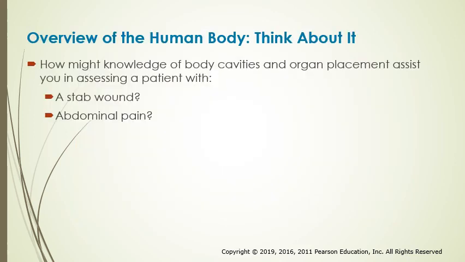So how will knowing what's in each body cavity and where your organs are help us when we're assessing the patient? Well, for example, with a stab wound, if we have a patient that's been stabbed in the right upper quadrant, there's a good chance that their liver's been lacerated. With abdominal pain, if we know what's in each quadrant and they say their pain's right here in the right lower quadrant, we can ask, have you ever had your appendix out? Or we can go down that path. So that's why it's important that we know this.